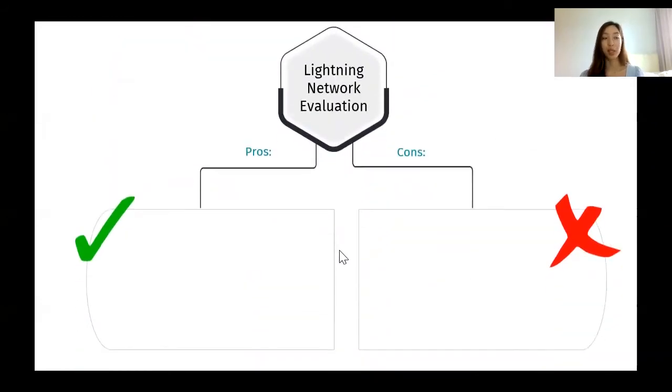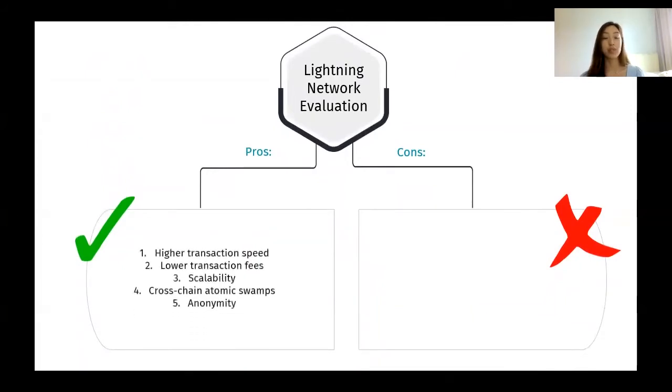So let's just evaluate this Lightning Network, some pros and cons. Some pros will be higher transaction speed, lower transaction fees, and also greater scalability. There's also cross-chain atomic swap, which means blockchains that share the same cryptographic hash functions will allow users to send money from one chain to another without a third party. And then also anonymity, because transactions made outside the main blockchain are almost impossible to trace.